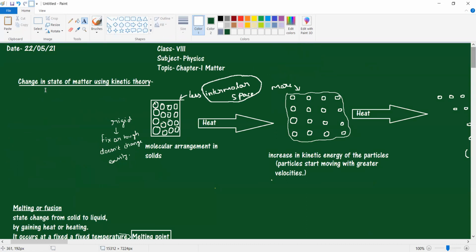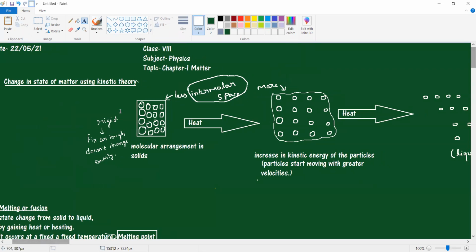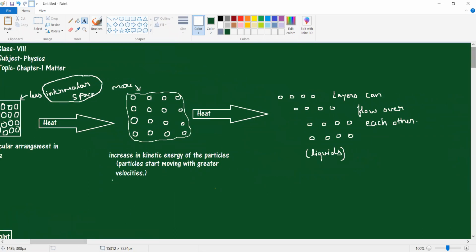So in today's topic, we have discussed change in state using the kinetic theory of matter. When we provide heat to a solid, its particles, which are tightly packed in a rigid space, have less intermolecular space and more intermolecular force of attraction. They start moving away from each other. They start moving with greater velocities. So this state is shown by this diagram.